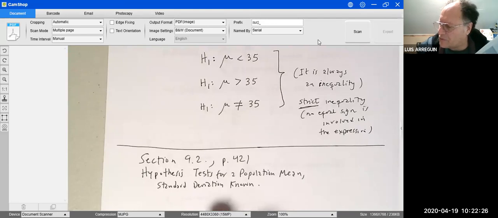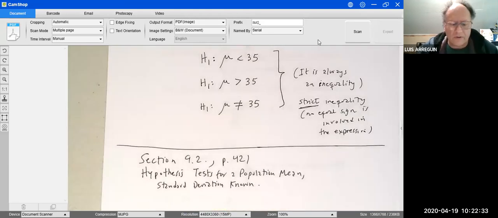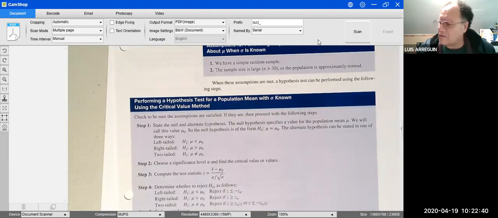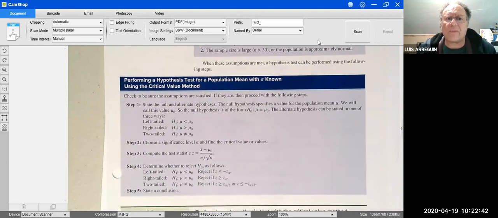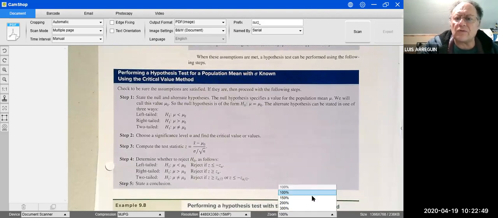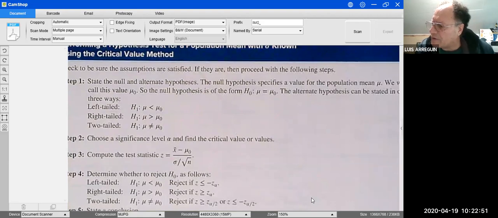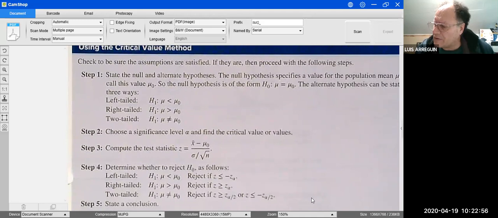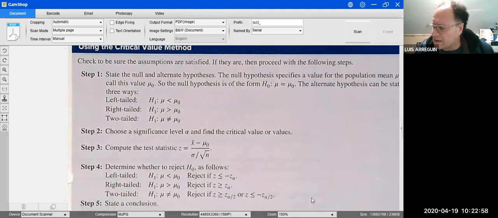So in section 9.2, we're going to conduct tests for population means when the standard deviation is known. Your book shows some steps that you're going to follow depending on whether you want to use the critical value method or the p-value method. If you want to use the critical value method, then you need to check your book on page 425, and you're going to see this blue box where you can read the 5 steps.